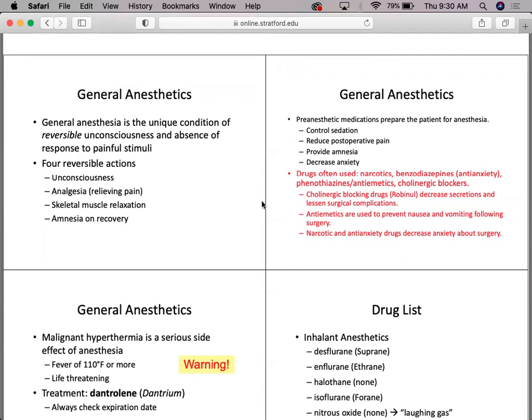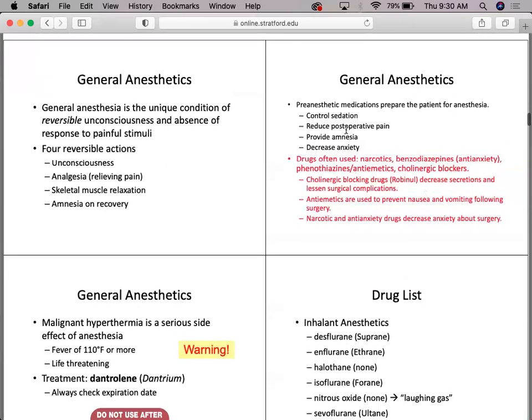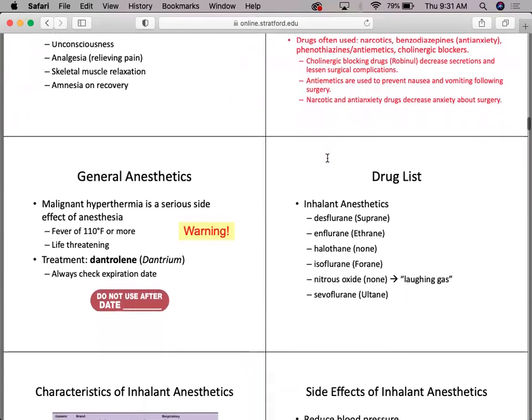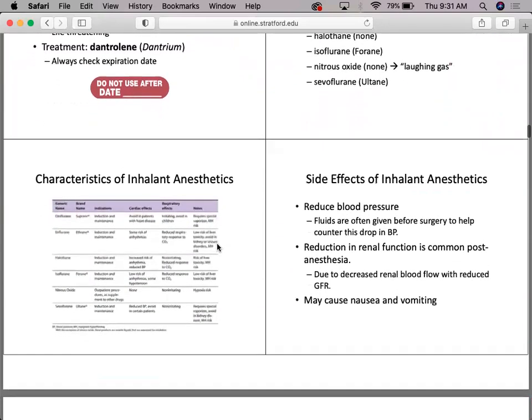Now, what's common? You see this in red: narcotics, benzos, right? Remember we talked about Valium, benzodiazepine, all the PAMs. That's for anti-anxiety, right? And what else do you need to know? Dantrolene is nice to know.